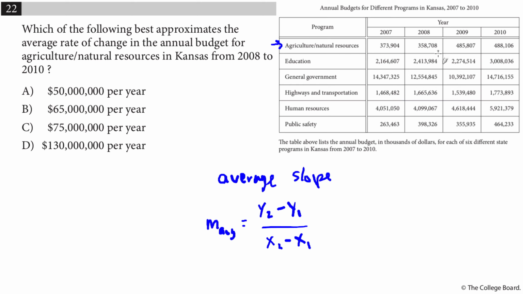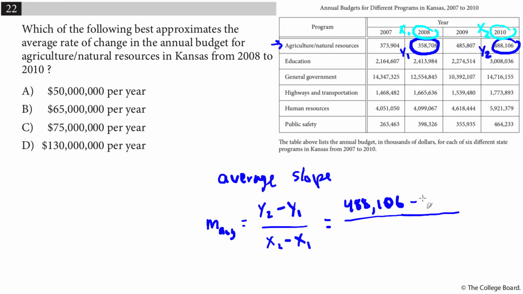So I have this right here will be my y1. This right here will be my y2. This right here will be my x1. This right here will be my x2 because I'm doing a rate of change per year. And so I'm just going to calculate 488,106 minus 358,708 divided by 2010 minus 2008.